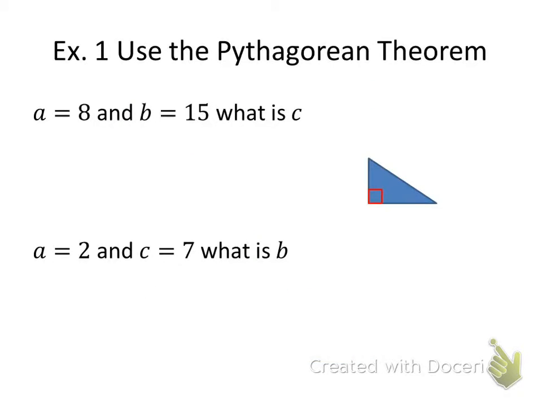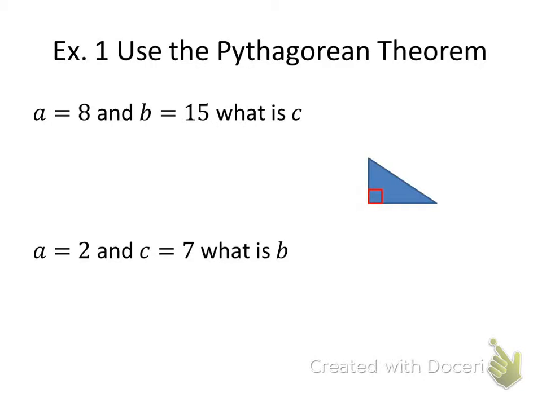So in this first example, they've given us 2 out of the 3 side lengths, and they want us to find the third one. I drew this little example triangle over here because I know a lot of people are visual learners, and it's easier to see the actual side lengths on the triangle. So we'll use it to plug in our values. They've told us A is equal to 8 and B is equal to 15. What is C? First of all, which one of these letters is my hypotenuse? C.